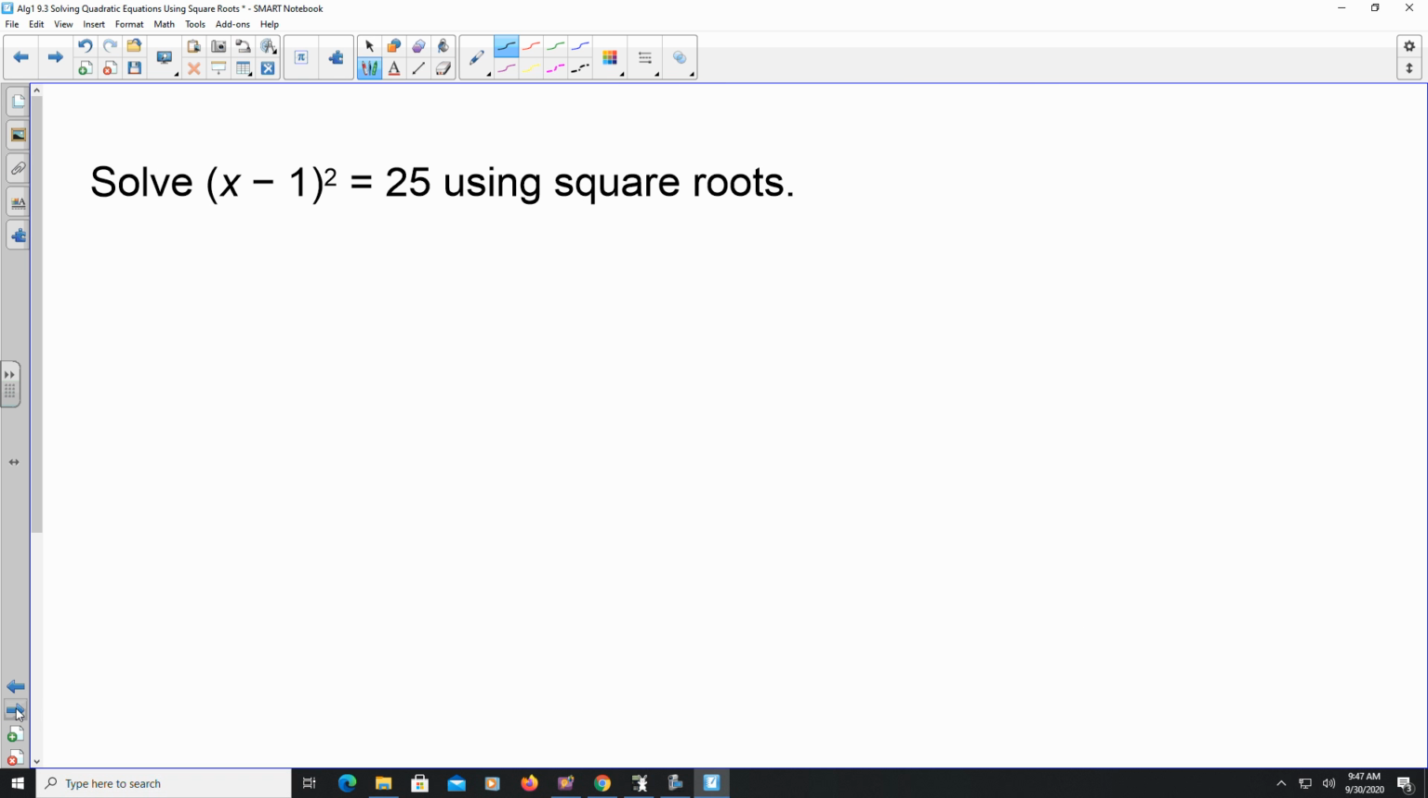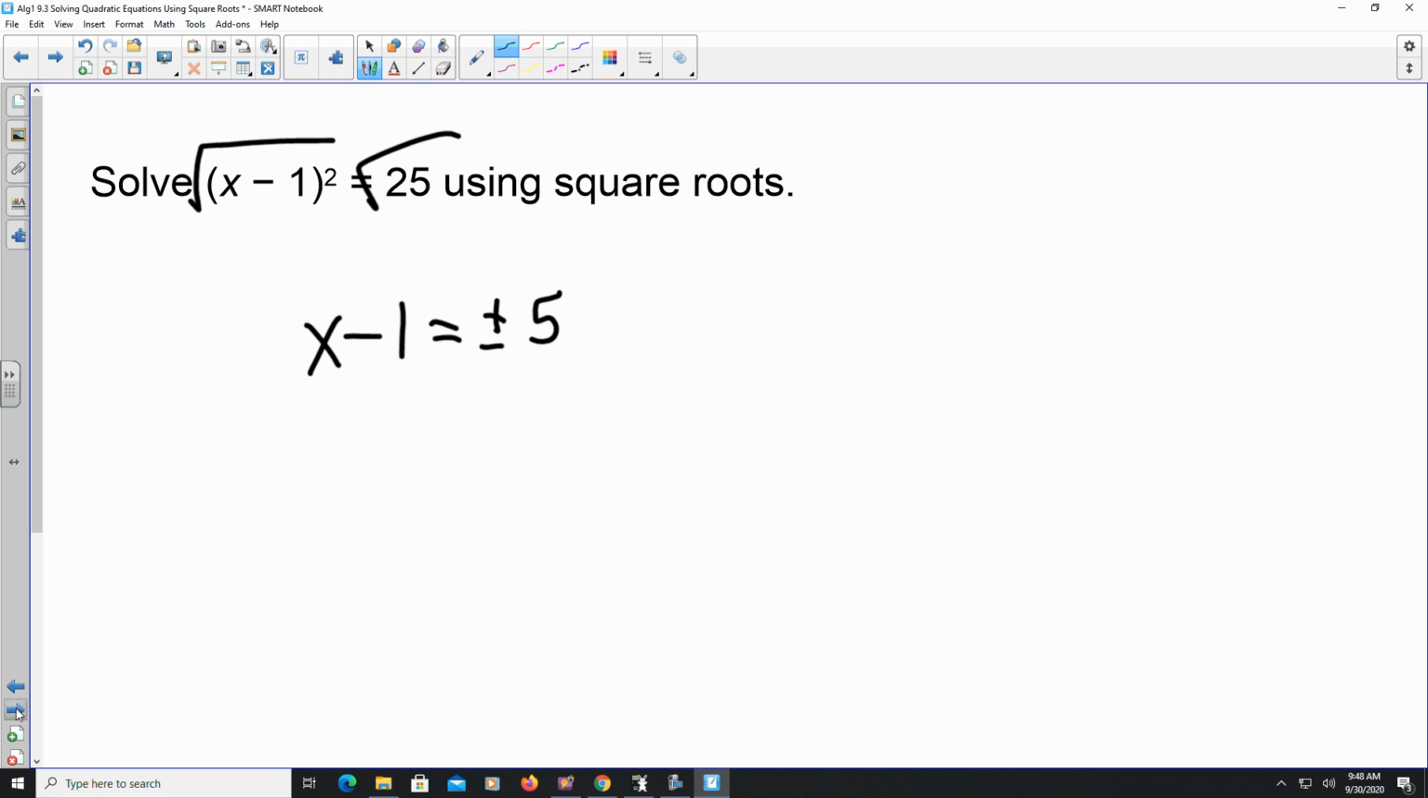Now, for this particular one, it is a quantity squared. So essentially, this one's already isolated. So what you're going to do is take the square root of both sides. The square root of x minus 1 quantity squared is just going to be x minus 1. It's going to be equal to the square root of 25. Since 25 is positive, it'll be plus or minus 5.